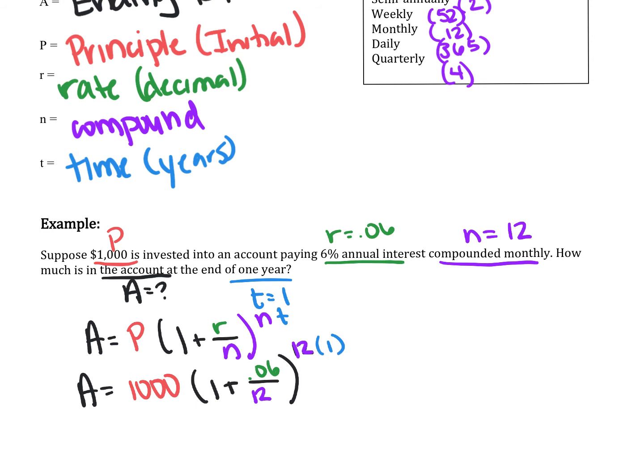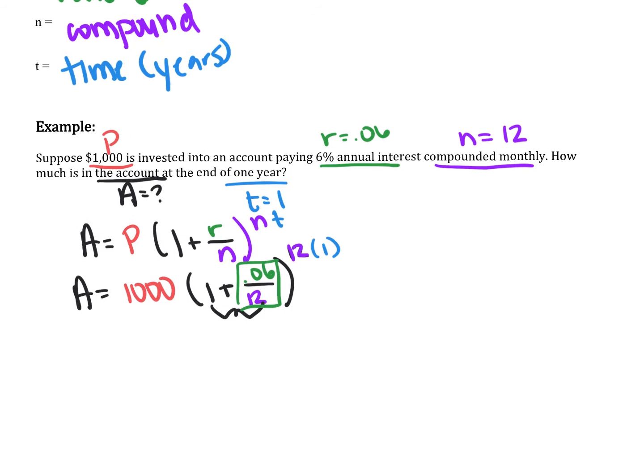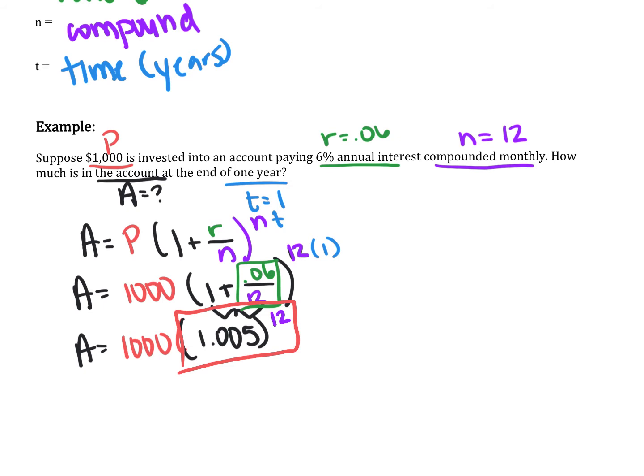And so when we calculate this, we always calculate the inside first. In particular, we're going to do this fraction here. So we divide 0.06 by 12, and I get 0.005. I'm going to add that to 1. So the inside is going to set up like this: A is equal to 1,000 times 1.005. I'm also going to calculate 12 times 1 up here, which is just 12. So all of that raised to the 12. I'm now going to work this part next: I'm going to take 1.005 and raise it to the 12th power.